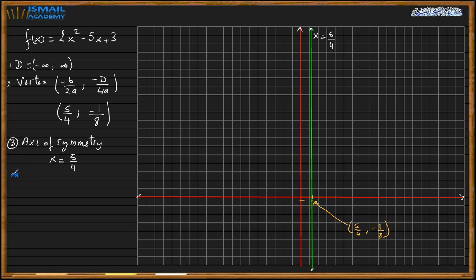The fourth step is my range. I already know the range will be defined by minus 1 over 8 to infinity, because a is positive. So the range is from that point up, and nothing will be drawn down here. It's concave up because a is positive, greater than 0. I have 3 as my y-intercept, y equals 3.